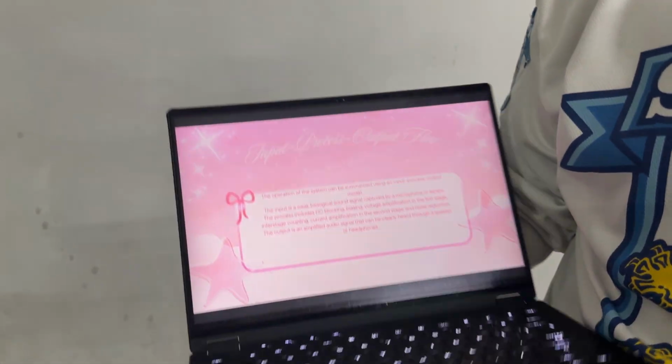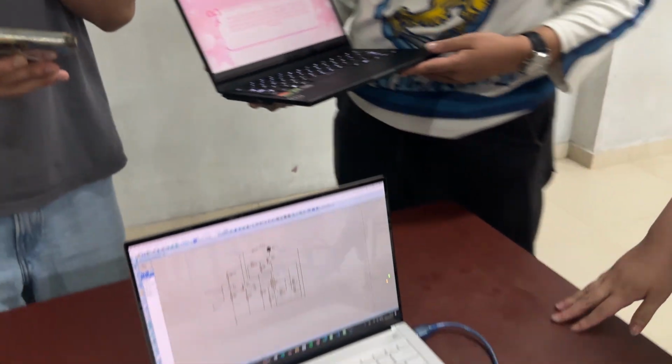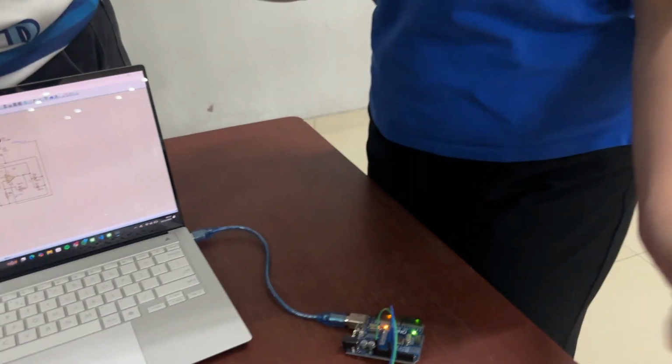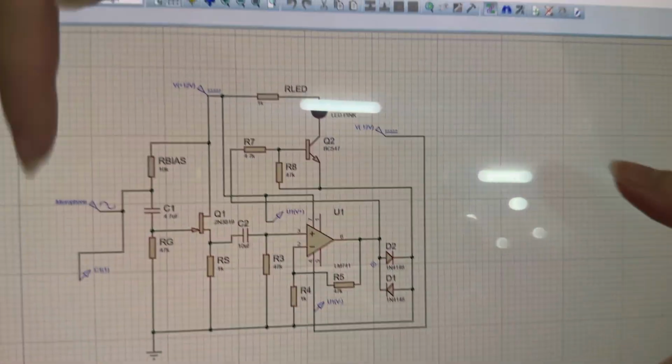For the simulation, we can just go straight to the real physical circuit. So now we can go to the 2D simulation. The 3D simulation is going to come up after this. So this is the simulation, as you can see. This is where the microphone comes in.